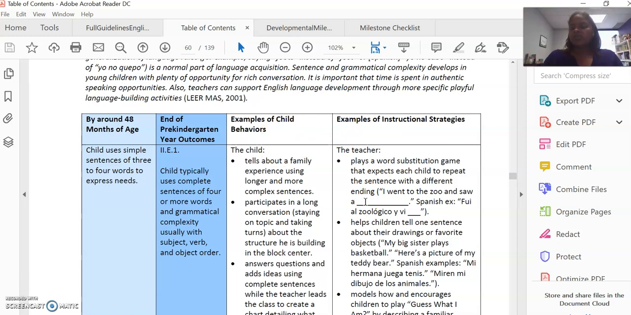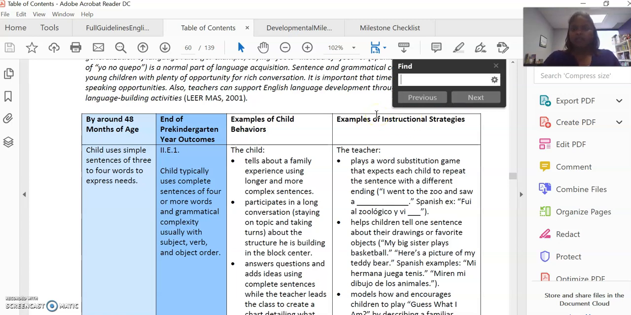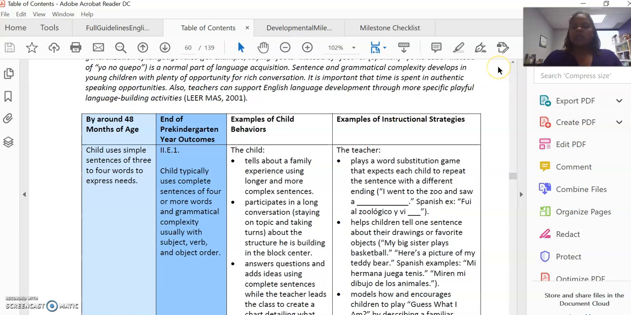So these guidelines could be really helpful if you notice that a child is having trouble in a certain area. You could come and find the skill. Of course, you can always do the Control F, and then you can type in the keyword, and that's how you can search through this a little bit quicker. But you can find a skill that you feel a child might be having a little trouble in, and you want to create an activity to help them, because it gives you some instructional strategies here and some ideas on what you can do.